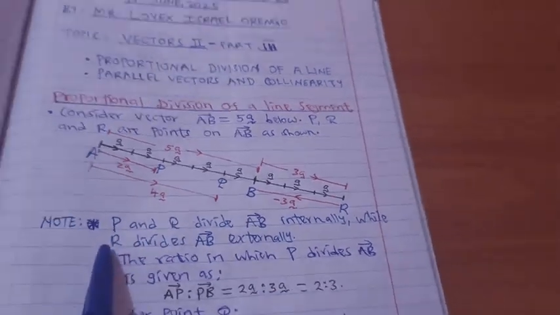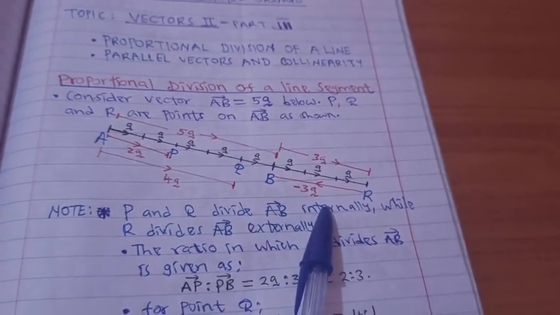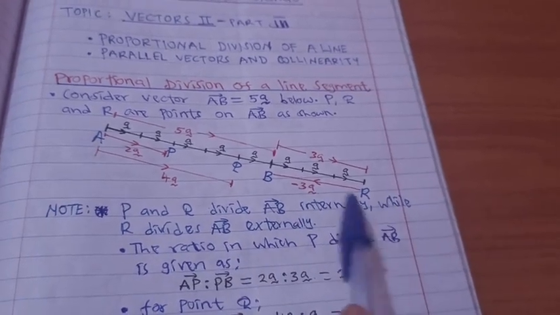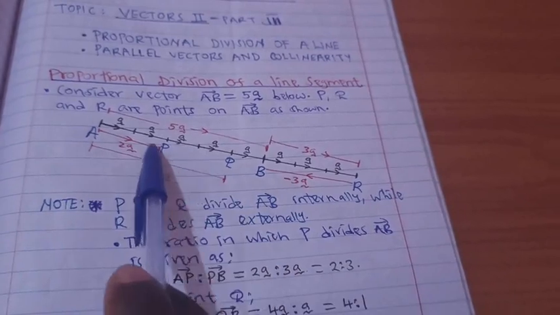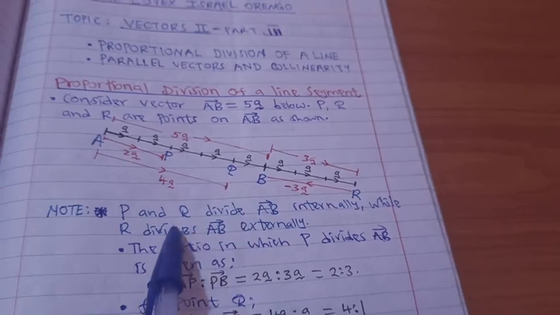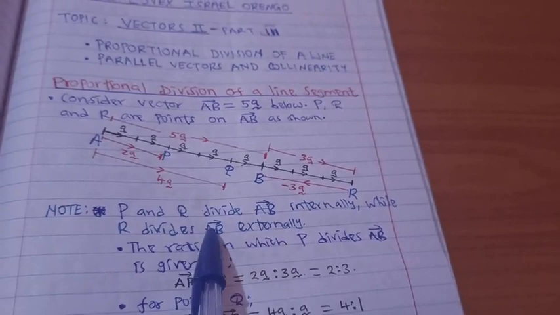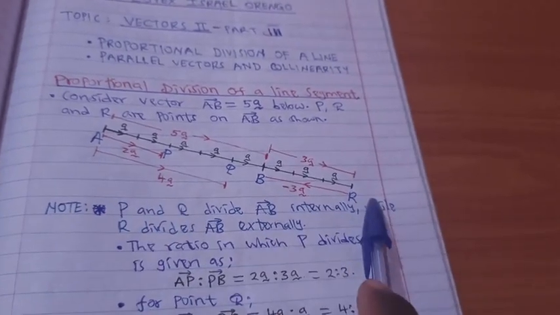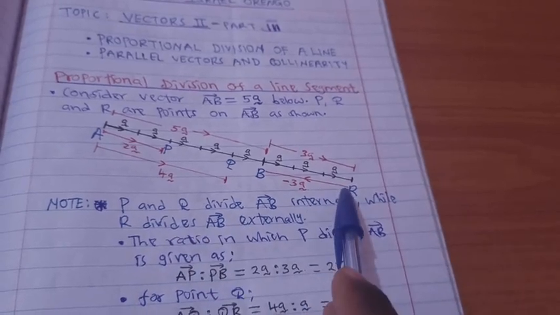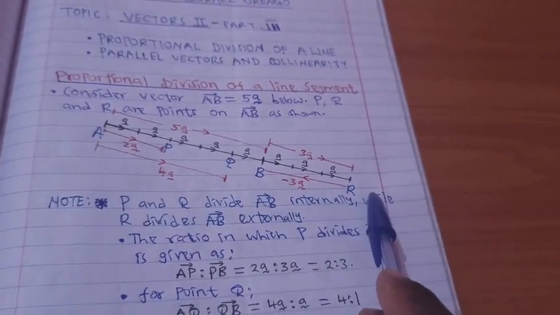Now in this case we note that P and Q divide AB internally, while R divides AB externally. Internal division means that the point which is dividing the line is within the line, for example P and Q. But external division involves the point dividing the line segment being on that line extended. For example, R implies external division because R is outside the length AB. It is on AB extended.